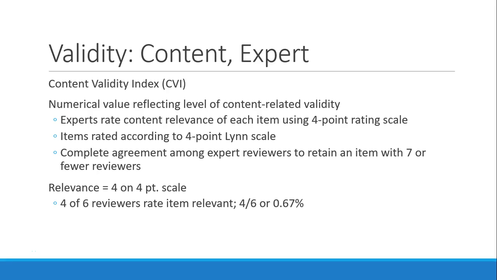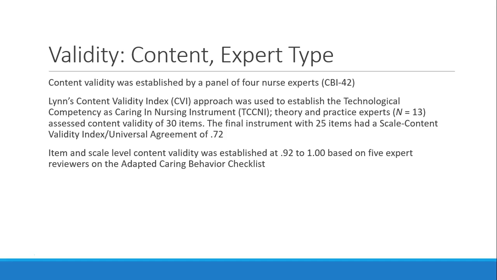So essentially the numerical value is looked at, and people create and focus on the means. They might look at standard deviations as well, but they also look at how many reviewers rated the item relevant. So this goes back to the Lynn 4-point scale.